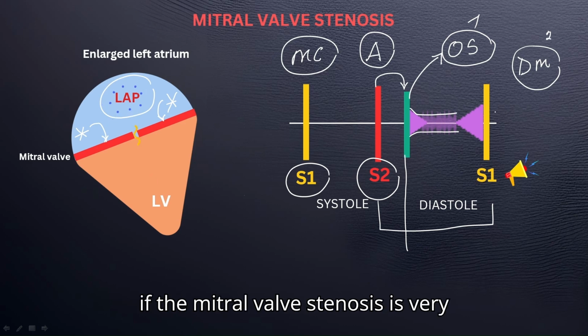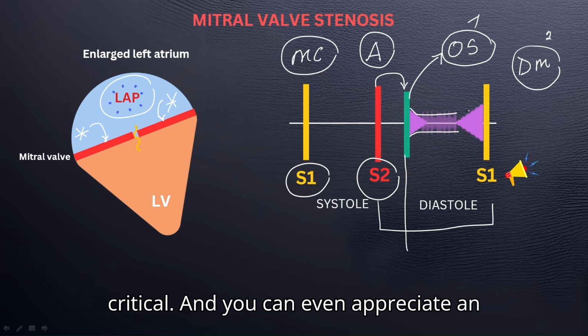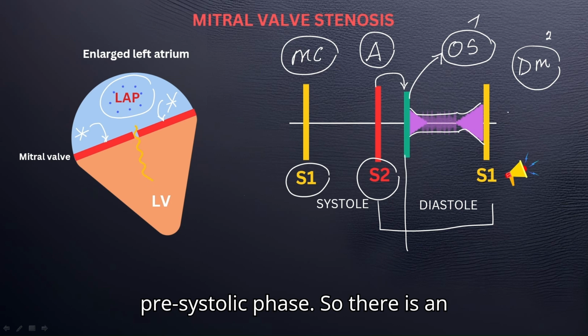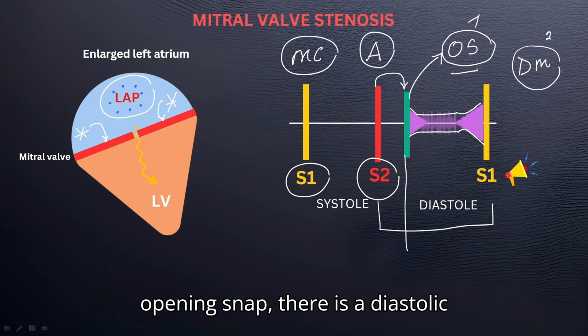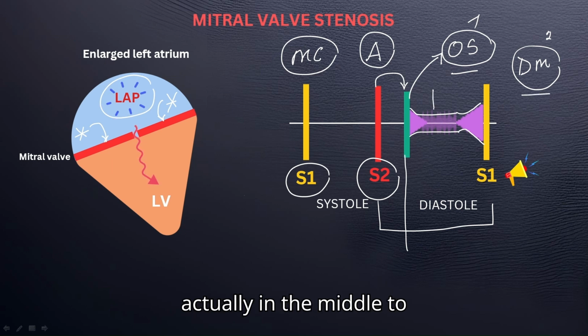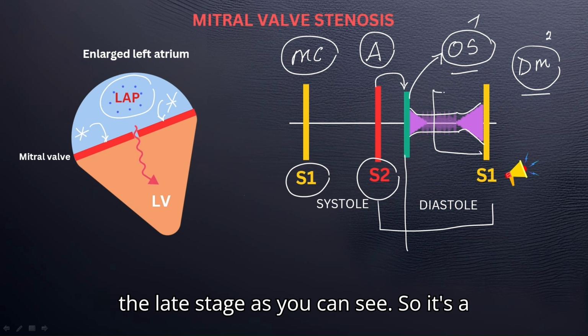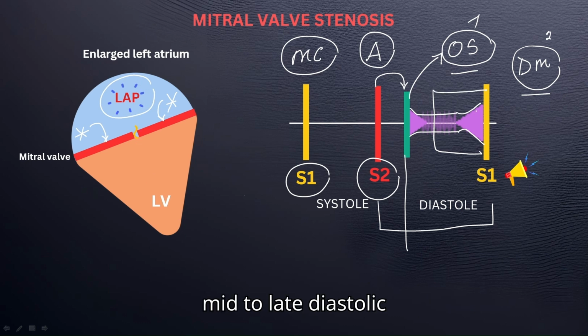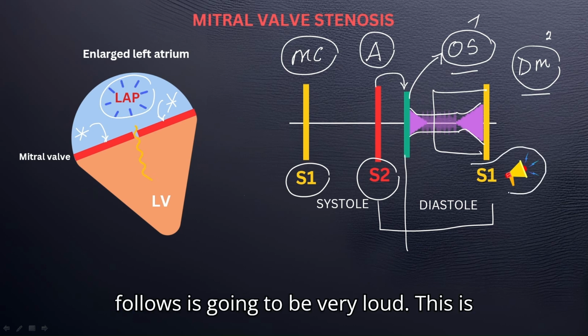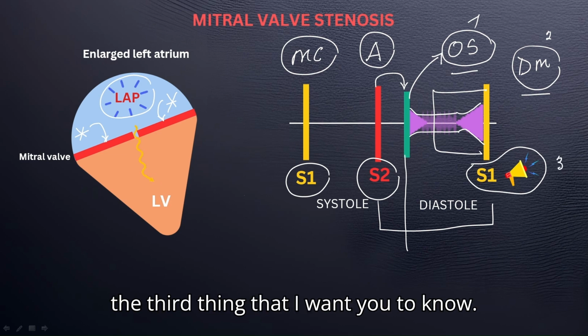And if the mitral valve stenosis is very critical, then you can even appreciate an accentuation getting to the presystolic phase. So there is an opening snap, there is a diastolic rumbling murmur, which is actually in the middle to the late stage, as you can see. So it's a mid to late diastolic murmur. And then the S1 sound that follows is going to be very loud. This is the third thing that I want you to know.